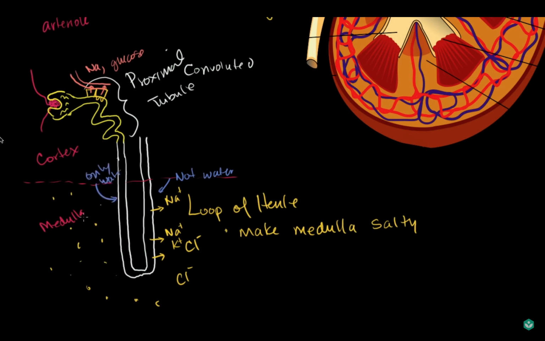So what's going to happen? If this is all salty because the ascending part is actively pumping out salt, what's going to happen to water as it goes down the descending loop? Well, it's hypertonic out here. Water will naturally want to go and try to make the concentrations balance out.